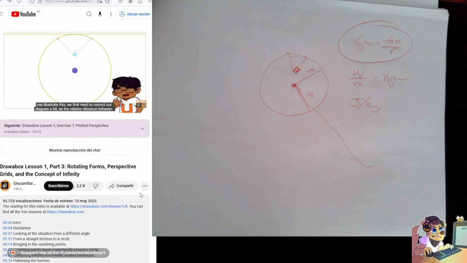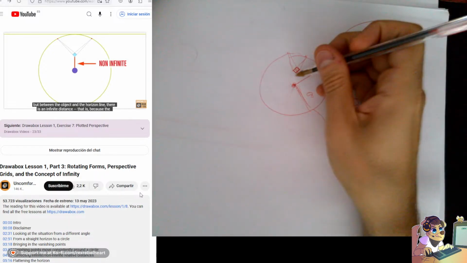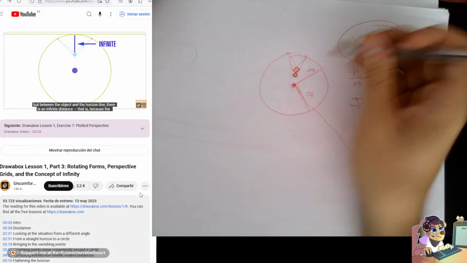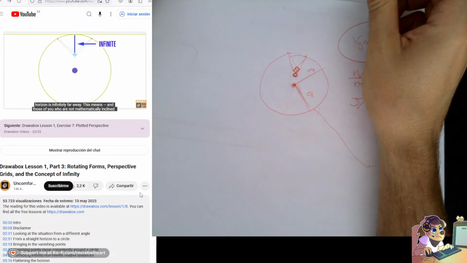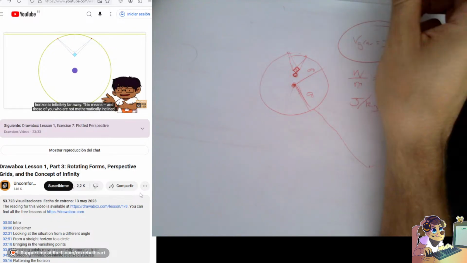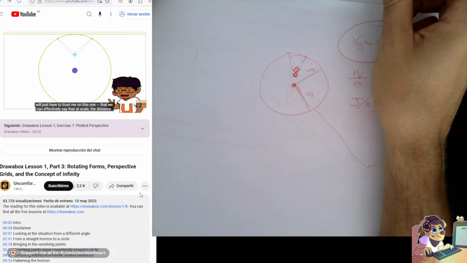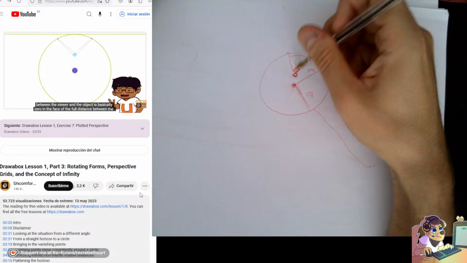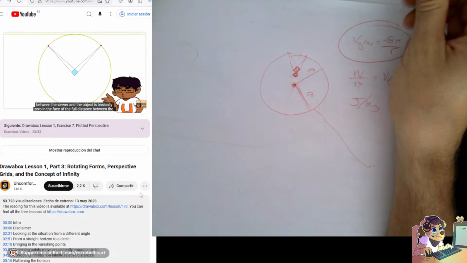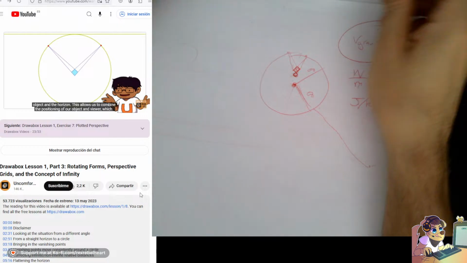Before we can illustrate this, we first need to correct our diagram a bit, as the relative distance between the viewer and the object and the circular horizon are incorrect. Between the viewer and the object, we have a non-infinite distance. But between the object and the horizon line, there is an infinite distance, because the horizon is infinitely far away. This means, and those of you who are not mathematically inclined will just have to trust me on this one, that we can effectively say that at scale, the distance between the viewer and the object is basically zero, non-existent in the face of the full distance between the object and the horizon.